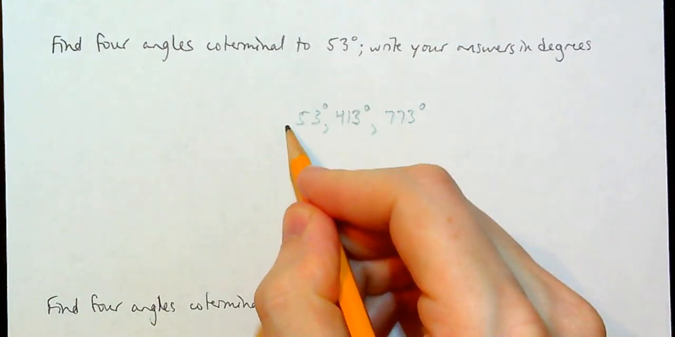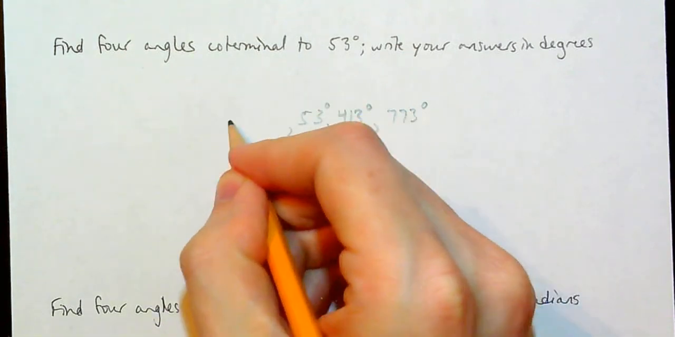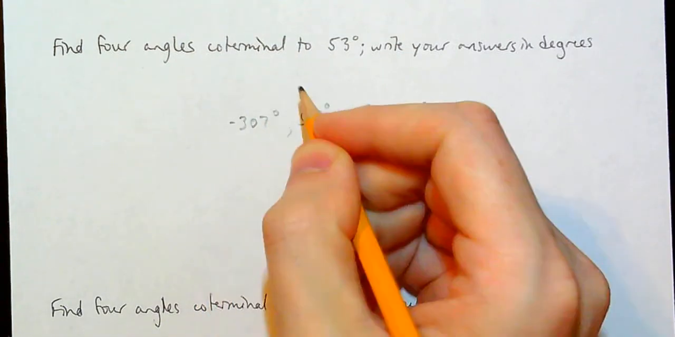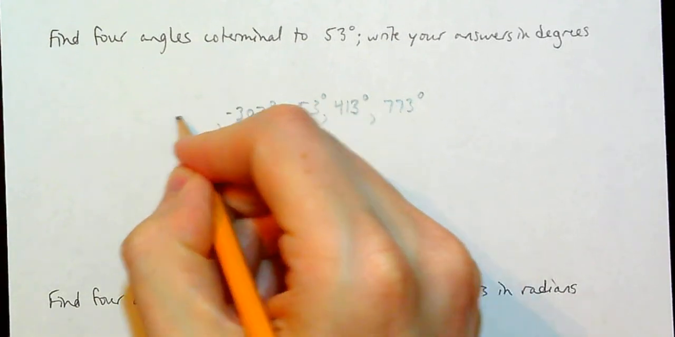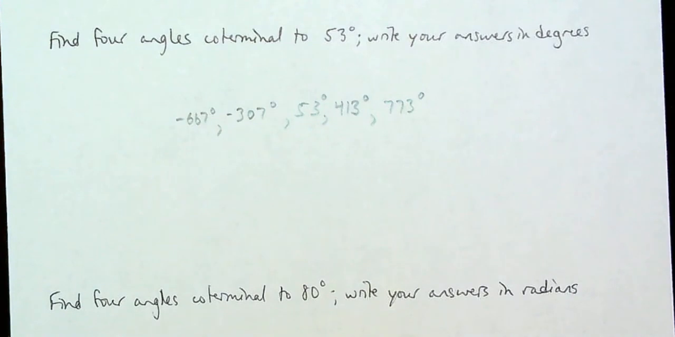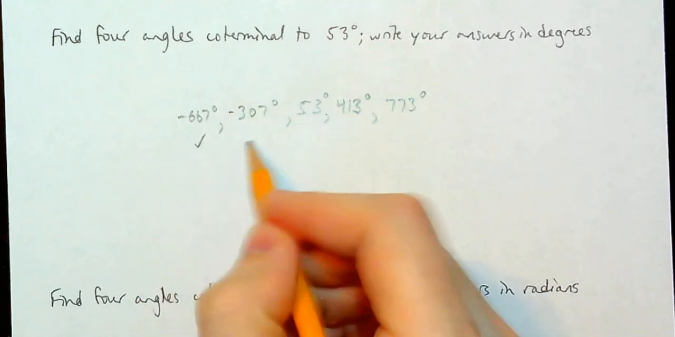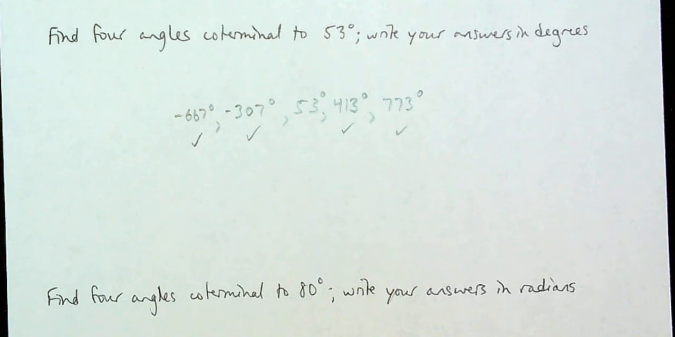But let's go to the negatives. I'm going to subtract 360 from this 53. It's going to give me negative 307 degrees. And then if I subtract another 360, that's going to give me negative 667 degrees. So there we go, guys. We have 4 coterminal angles to 53, 2 negative and 2 positive.